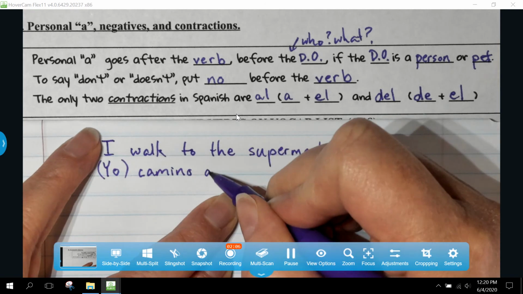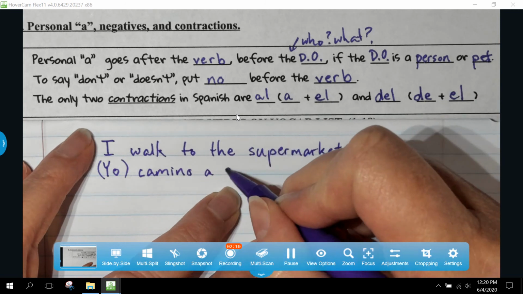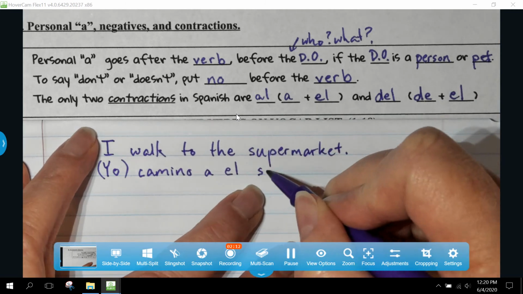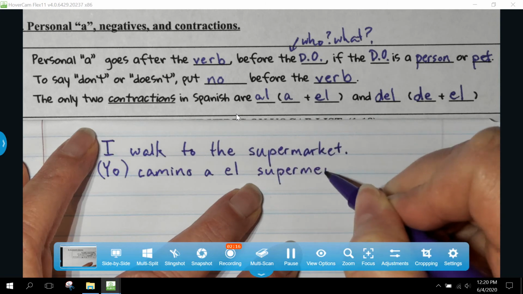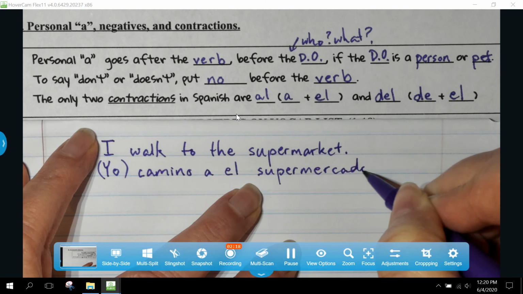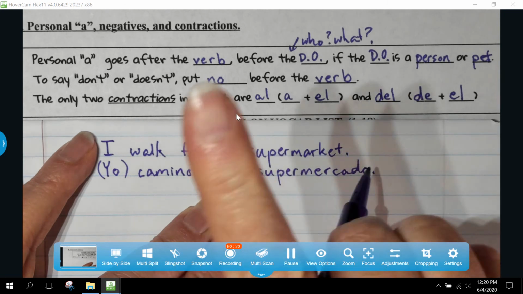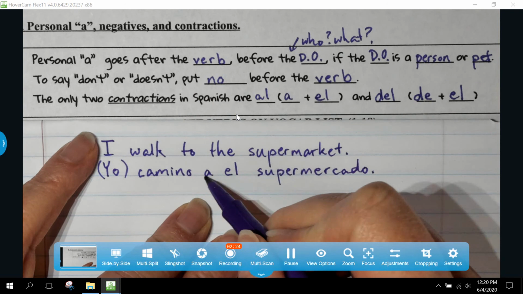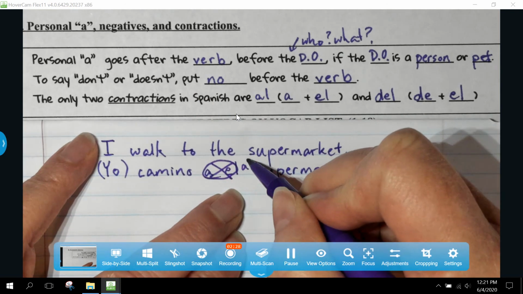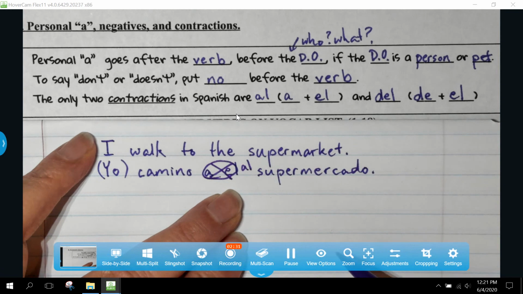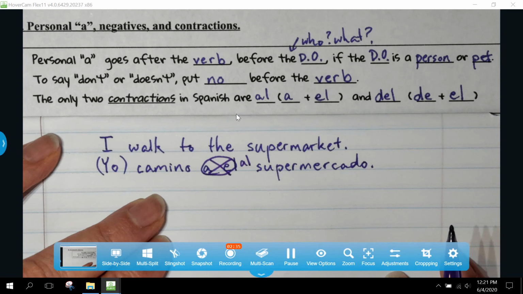To is the letter a, and then, don't just write this down because I'm going to intentionally make a mistake, the supermarket, el supermercado. In that sentence in Spanish, you have an a beside an el. You cannot do that unless the L has an accent. So you get rid of that, and instead you just write al. Yo camino al supermercado.